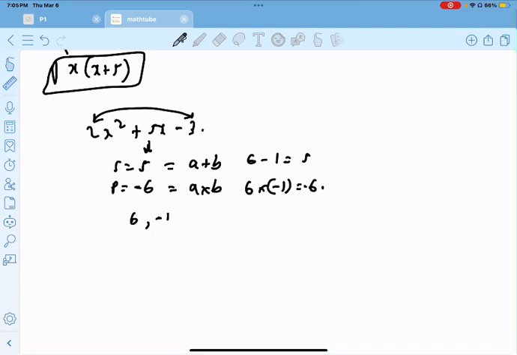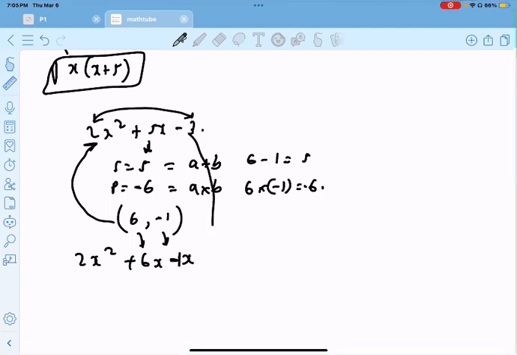So basically just think of this, and you get 6 and minus 1. You put this into this. Instead of 5x, you write 2x squared plus 6x, and then again minus x because minus 1 comes here, so minus 1x, and then you write the 3, so it becomes minus 3.